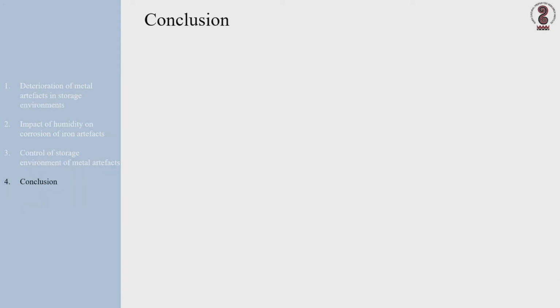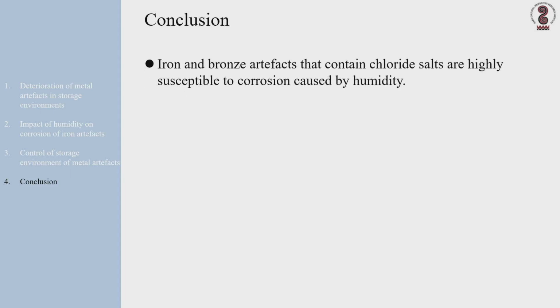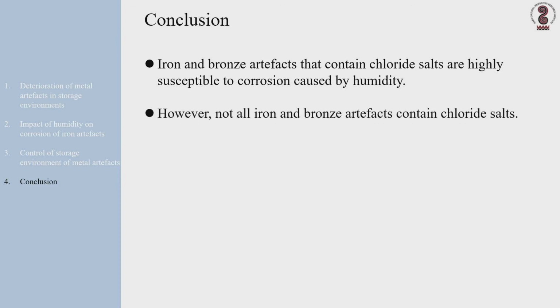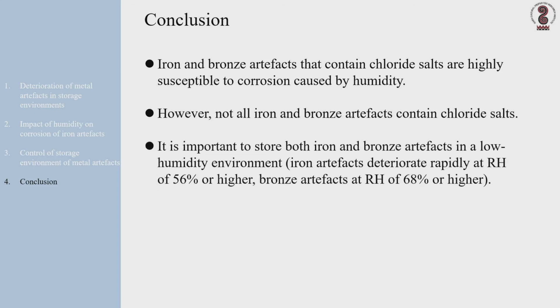And now for the final summary of this lecture. Iron and bronze artifacts that contain chloride salts tend to be highly susceptible to corrosion caused by humidity. However, not all iron and bronze artifacts contain these compounds that have a strong connection with corrosion. It is vital that both iron and bronze artifacts are stored in a low humidity environment, as iron artifacts corrode rapidly at a relative humidity of 56% or higher, and bronze artifacts at a relative humidity of 68% or higher.